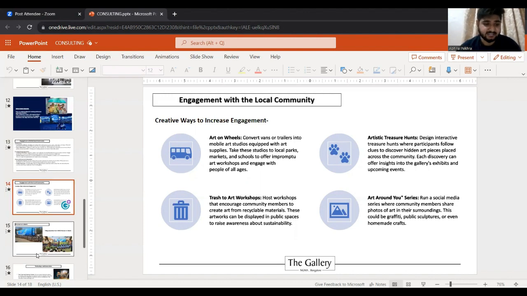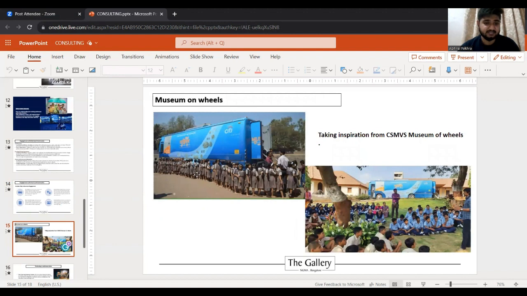We have taken this inspiration from the Museum on Wheels, which is in CVMCV. Here we can see this bus goes to schools and educates people about the National Gallery, what the things are, and what the art sculptures are that are there. So we have taken inspiration from this.